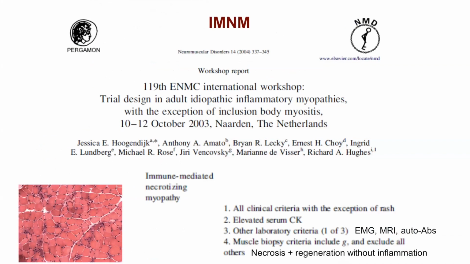We also have one other subgroup coming in the beginning of the 2000s, which is the immune-mediated necrotizing myopathies. This time it is very similar to polymyositis in the Bohan and Peter definition, but you don't have a lot of inflammatory infiltrates within the muscles, but mostly necrotizing fibers and regenerative fibers, as you can see here.